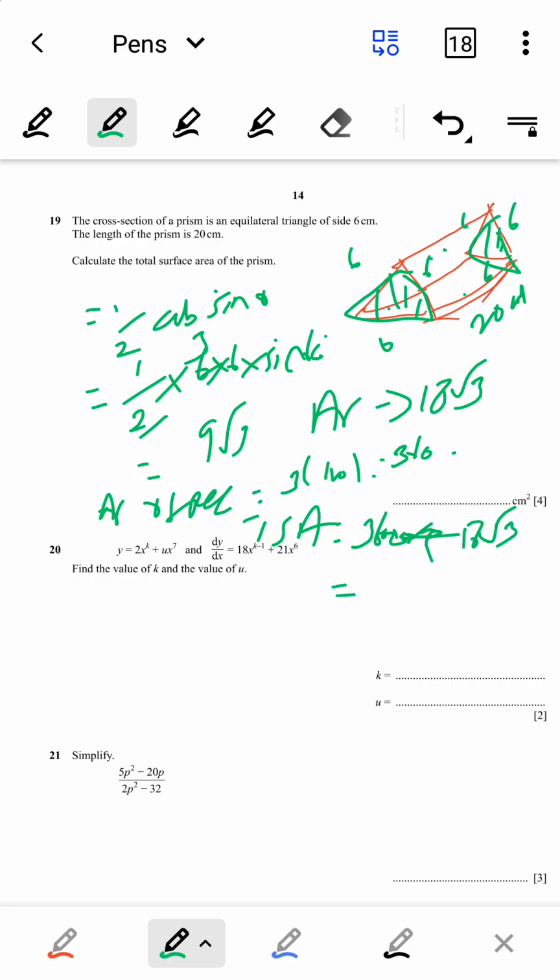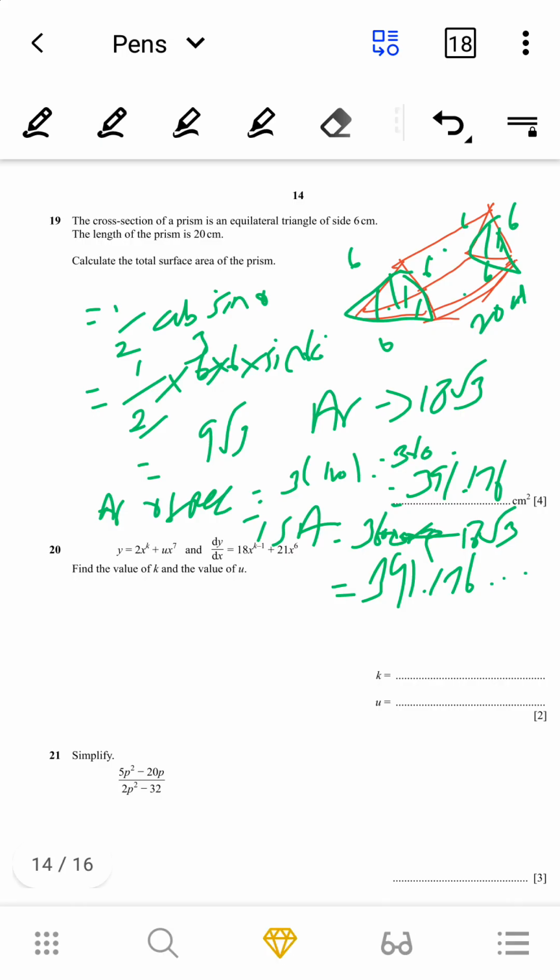Use a calculator. The value of root 3 is 1.73. You multiply and you will get the total value of 391.176. Keep on going. So 391.176. Clear? So very simple.